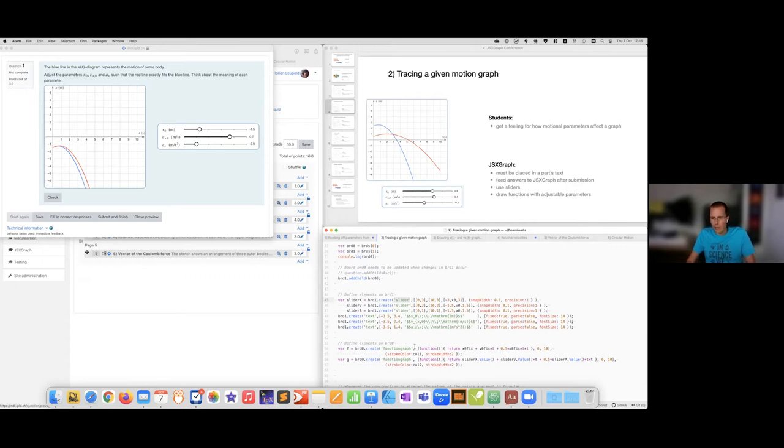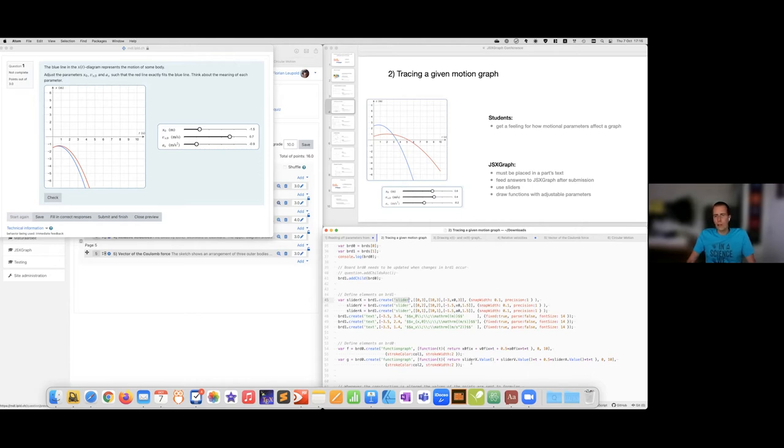So the blue line basically depends on fixed parameters, and the red line uses the slider X value in order to calculate the values for the graph. That is that. So we've got sliders here, adjustable parameters.